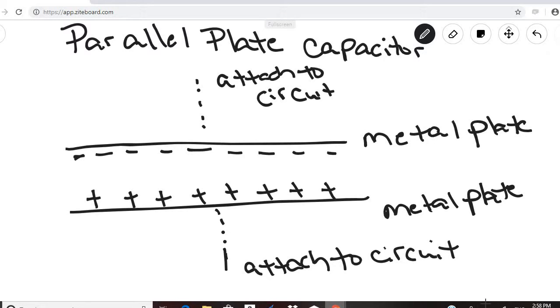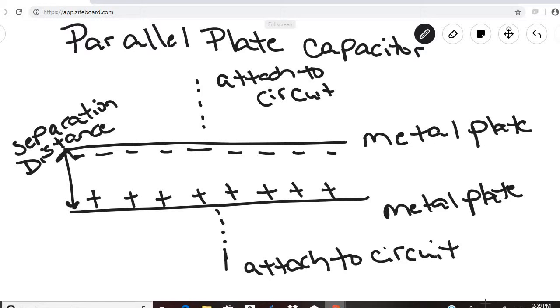And then the other important piece of information, which we'll discuss here in a little bit, is how far apart the plates are, and that's called the separation distance. So these plates have opposite charges, and because the charges are opposite, they are going to be attracted to each other, but they can't move because in a capacitor there is an insulator between them. So the charges stay there, but they are trying to get as close as possible to each other.